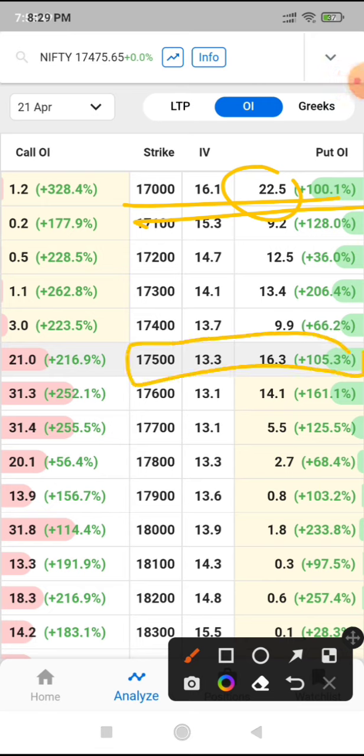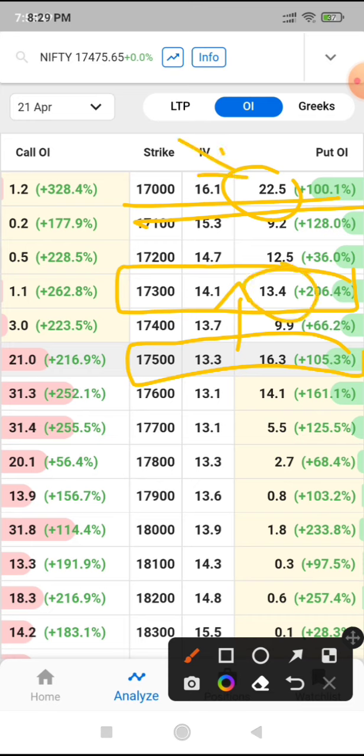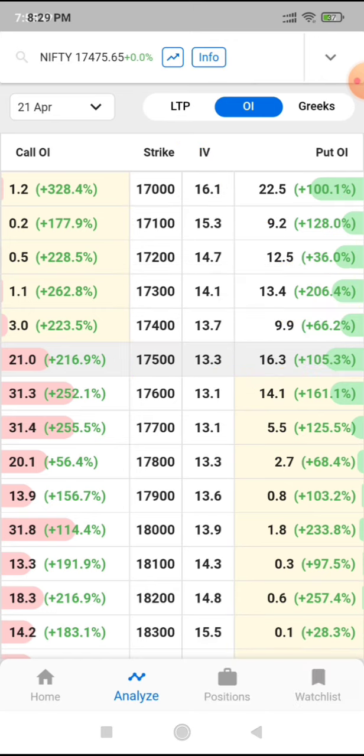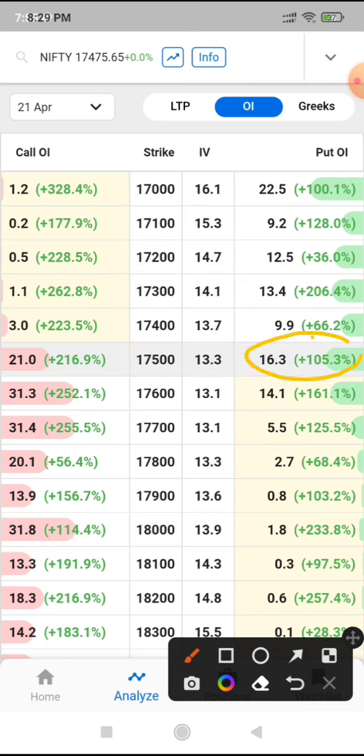So you can clearly assume that Nifty is trading too much below 17,500. It has been trading below 17,500 for quite a long time. So it will slide down towards the next support, and the next support is 17,300, which is the third biggest number. This is the biggest number, then the second biggest, and then the third biggest. So all the put writers here would flee on the downside.